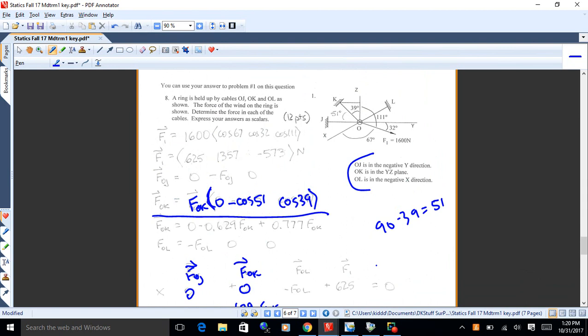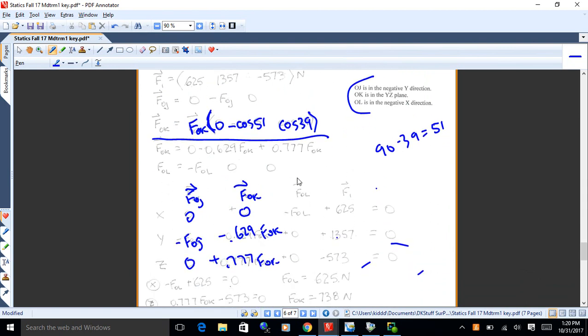And then we've got FOL. That's in the negative x direction, so that's negative FOL, 0, and 0. And then we've got F1, which you found on page 1, so that's 625, 1357, and negative 573.